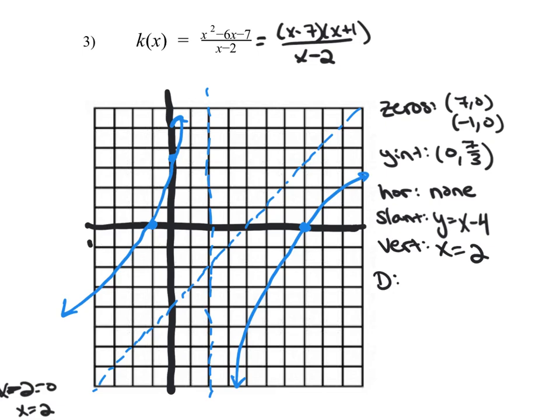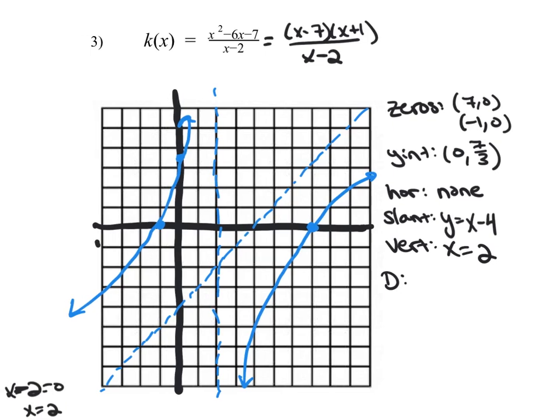Our domain is everything but our asymptote, so negative infinity, comma 2, union 2, comma infinity, and our range this time will be all real numbers, because with the slant asymptote, we're not excluding any one y value.